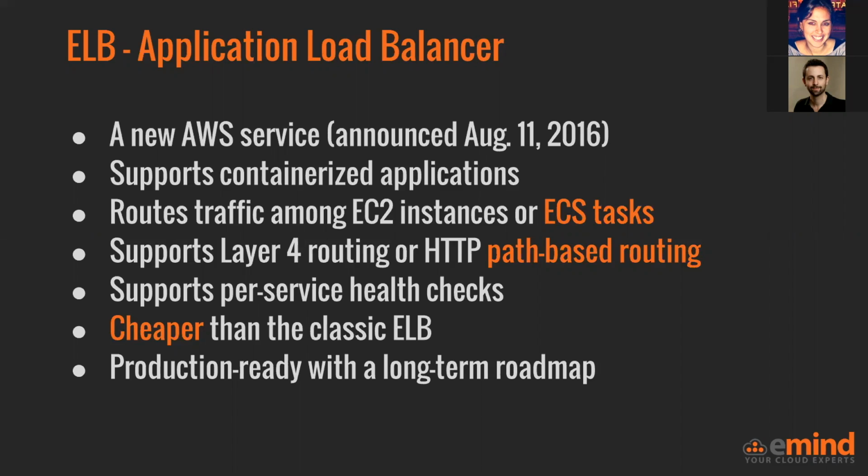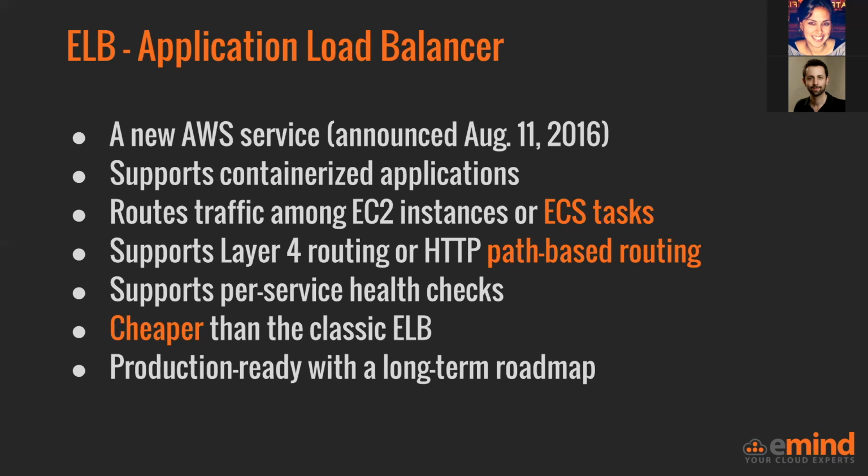Now, unlike the classic ELB, the ALB supports path-based routing, which means you could use one ELB to route traffic for multiple ECS services. Also, if you do that, each service under that ALB can have its own health check. Now, surprisingly, the new ALB is actually cheaper than the classic ELB, even though it has more features. So you might be able to save costs by replacing your existing ELBs with ALBs, even if you don't implement path-based routing.